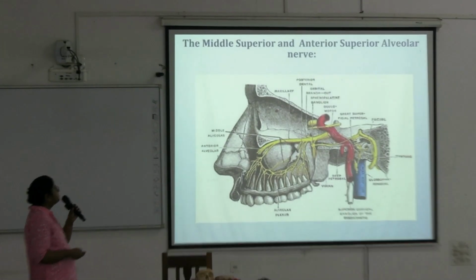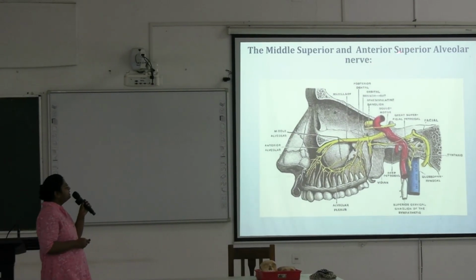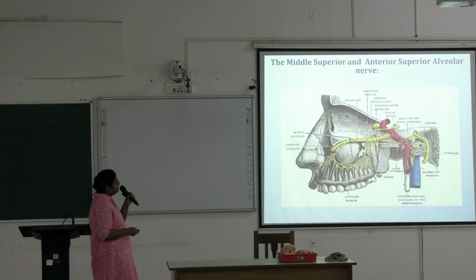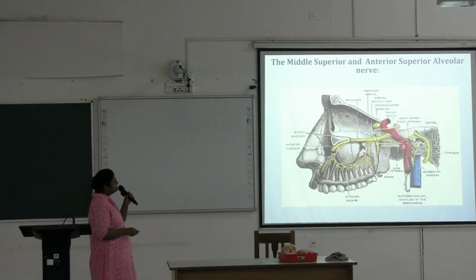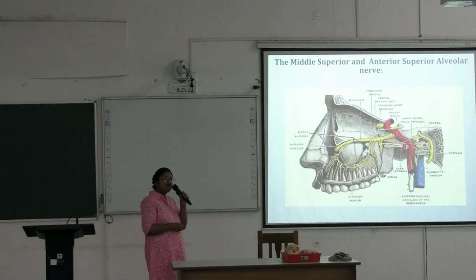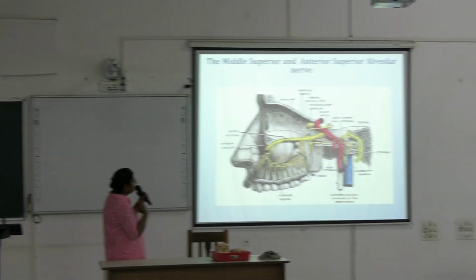Next, middle superior and anterior superior alveolar nerves. Here is anterior superior alveolar, and here is the middle superior alveolar. This one is posterior superior alveolar. This is the supply of the different teeth of upper jaw.